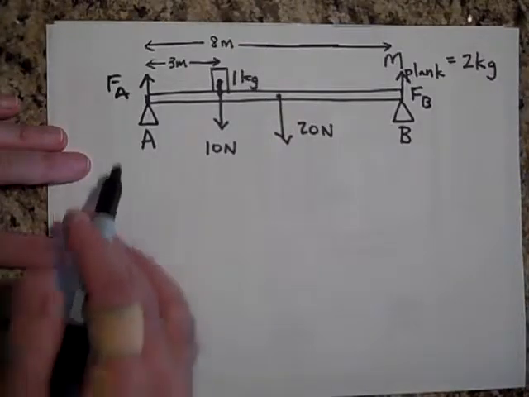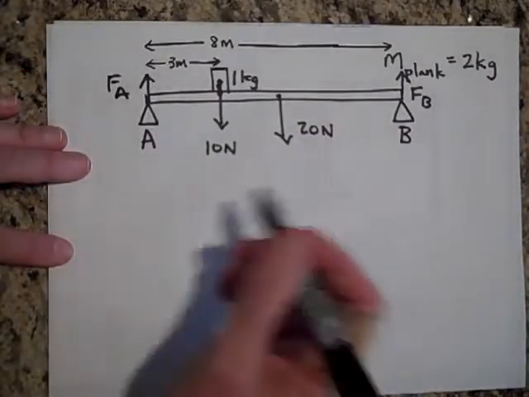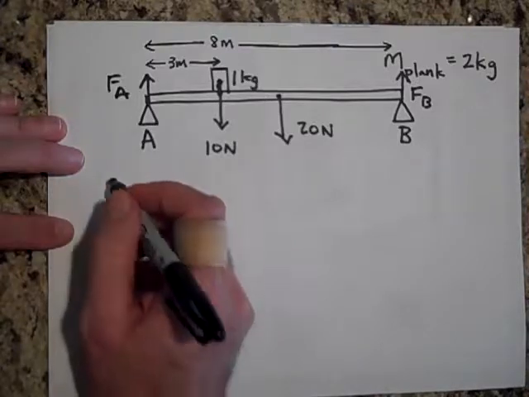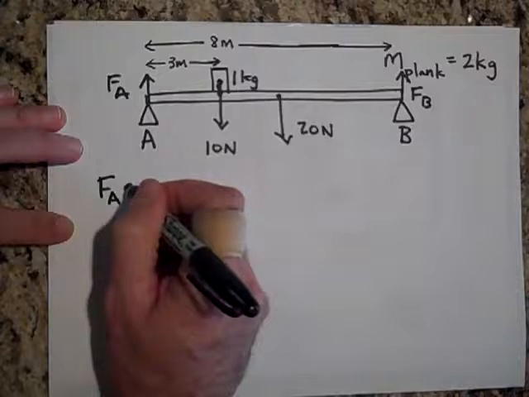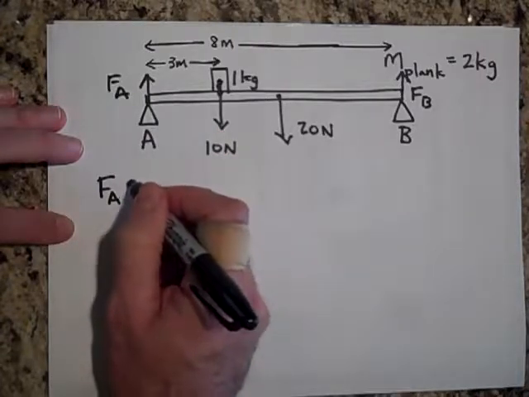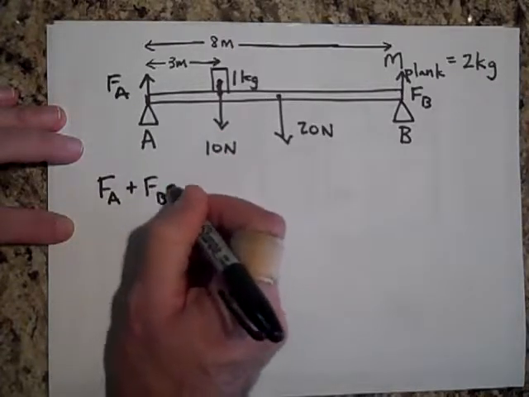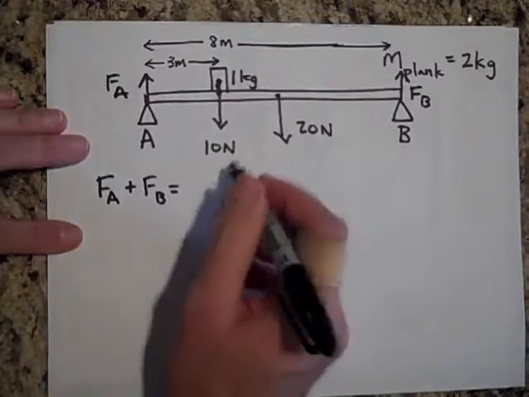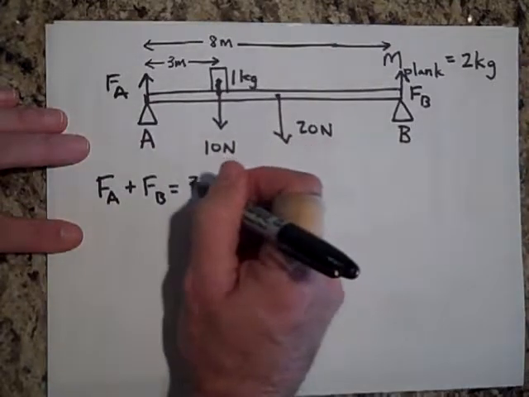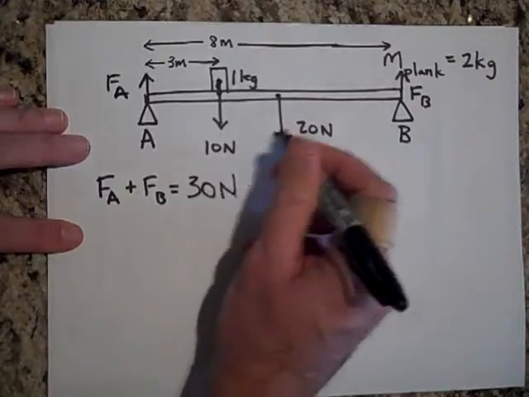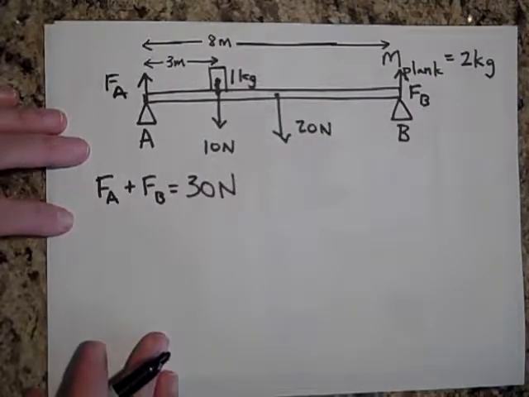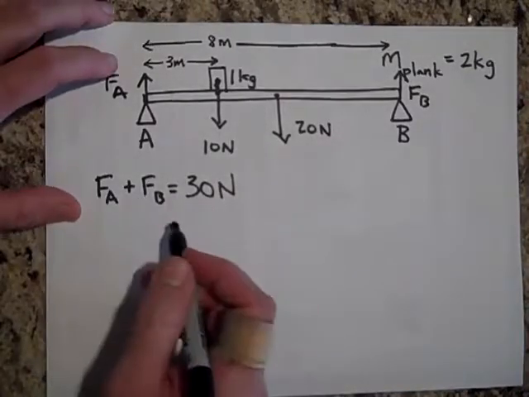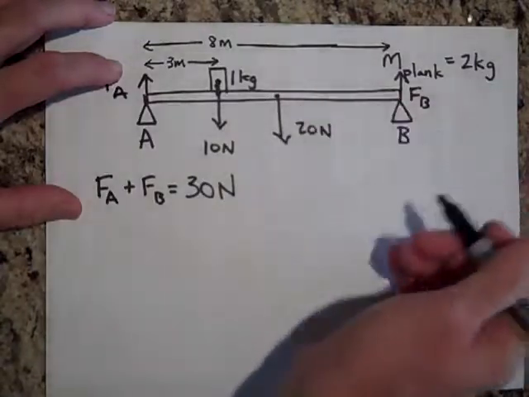Okay, so there aren't any forces in the x direction, so I don't have to address that. But I do know that in the y direction, FA plus FB have to be equal to 30 newtons. See how that works? The forces in the y direction have to add up to 0. Well, I have two unknowns and only one equation, but that's okay because I still haven't done my torque.